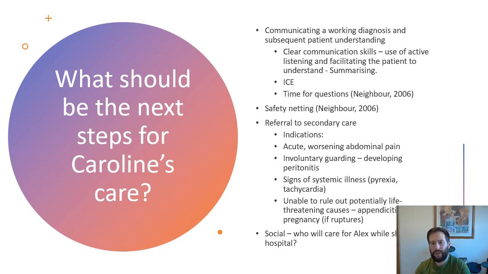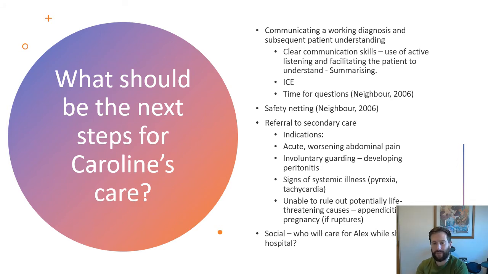But we're going to refer Caroline to secondary care. I think that we've got some clear indications there. She has an acute worsening abdominal pain, a pain that has steadily gotten worse over a couple of days, and certainly shows no sign of getting better. She has involuntary guarding that we've already discussed, and so this to me demonstrates a potential developing peritonitis.